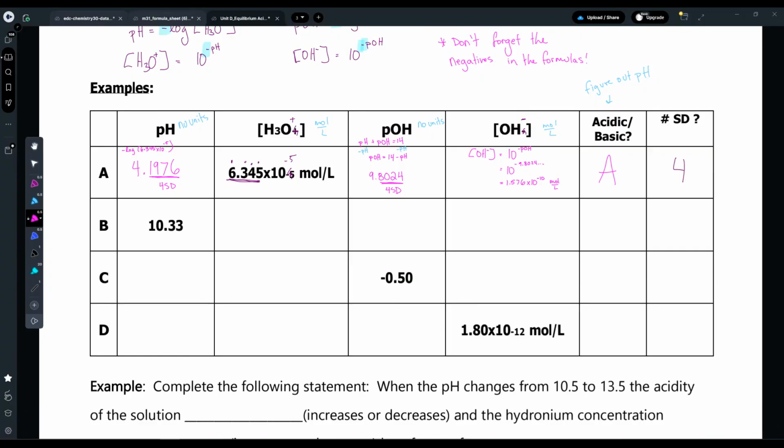Okay, so right now you have all the skills that you need in order to figure out the rest of the rows. If you wanted to go ahead and pause the video and work ahead on these questions, then you can definitely do that. So I'll give you a second to pause the video.